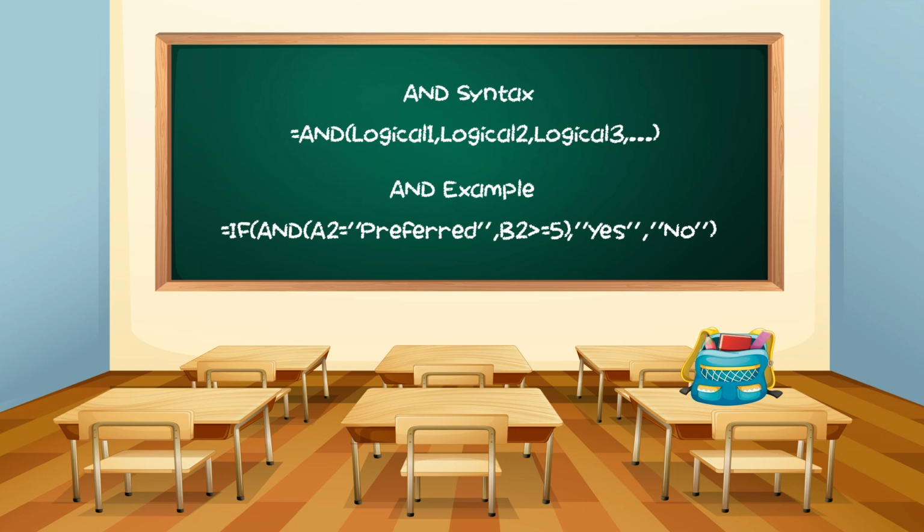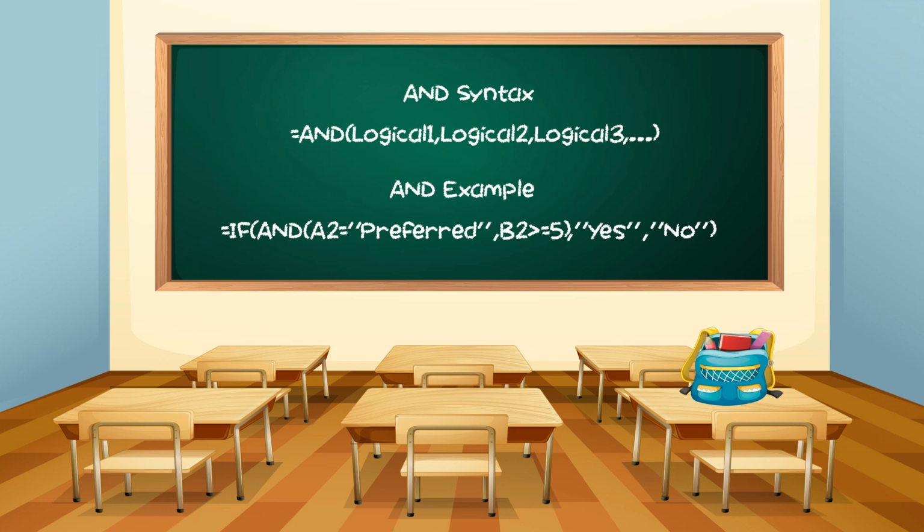The general syntax for the AND function and the OR function is equals AND, parentheses, logical 1, comma, logical 2, comma, logical 3, and so on. For example, let's say we have a worksheet with 3 columns: a customer status, either preferred or standard, and the number of years they've been a customer. To get a discount on their order, they have to meet 2 criteria. They have to be a preferred customer and they have to have been a member for 5 years or more.